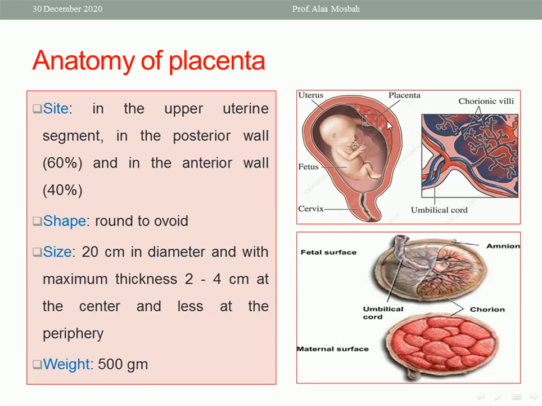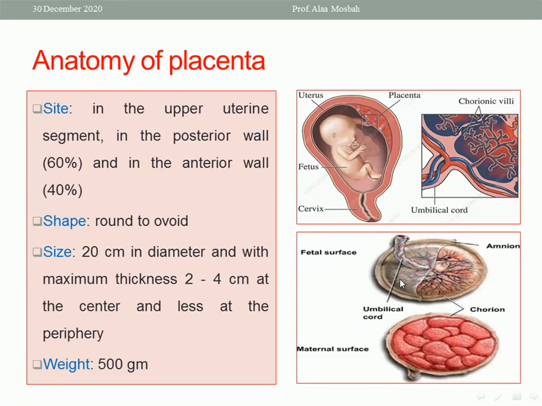The placenta is usually normally implanted in the upper half of the uterus or upper uterine segment, anterior or posterior. Posteriorly in 60% of cases, anteriorly in 40% of cases. So this is a normal implantation of placenta, high up in the uterus, or sometimes in the fundus. Okay, this is as regards the site. What about the shape? It is round or ovoid in shape. As you see here, it is round.